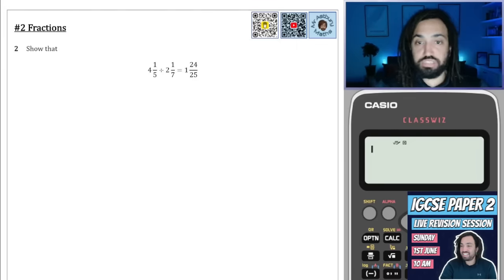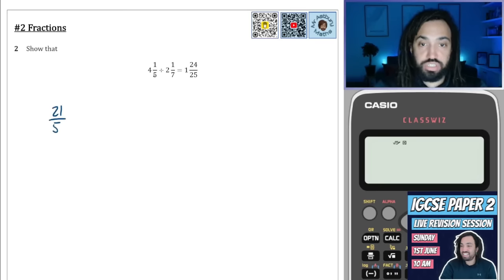Okay, classic fractions question. We are going to take this first number here and write it in terms of fifths. So there are 5 fifths in a whole, so there are 20 fifths in 4 wholes, plus 1 makes 21 fifths. So you just do 4 times 5 and then add the 1. And we'll do the same here, 2 times 7 and then add the 1. So that gives us 15 over 7.